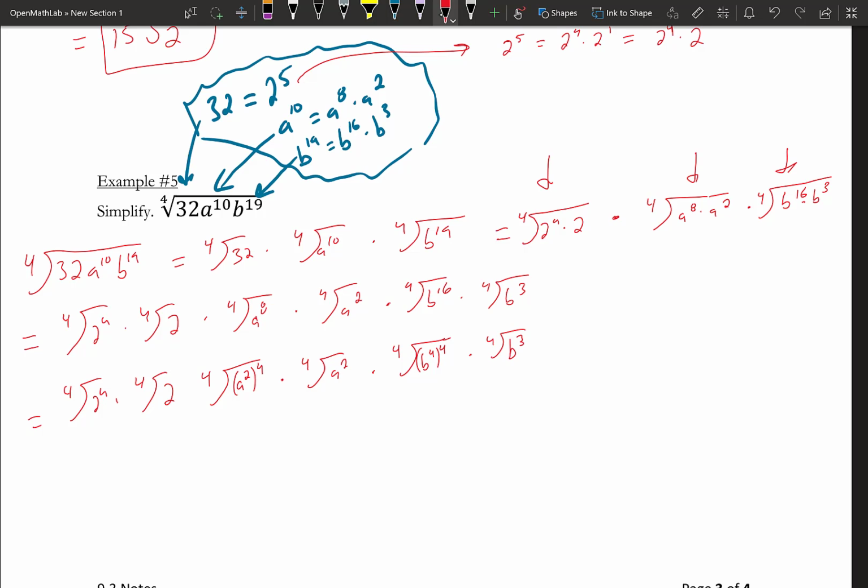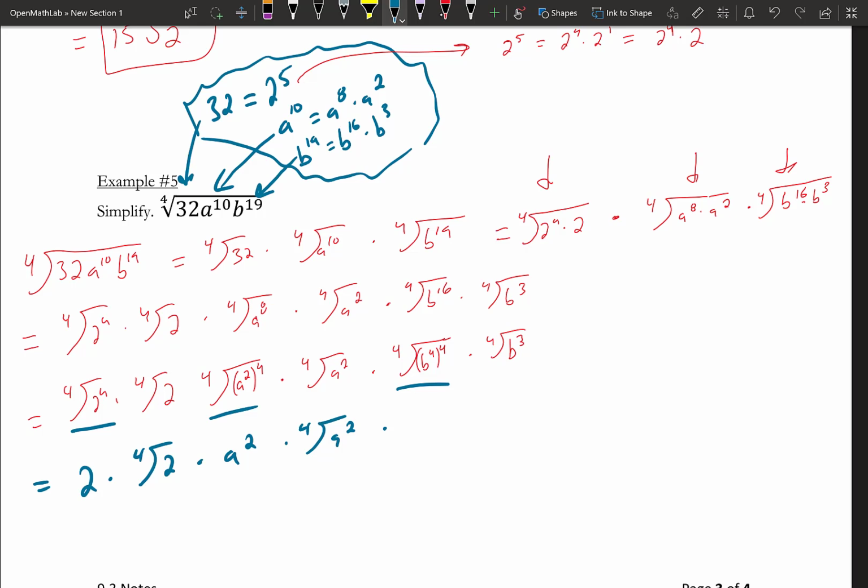And so now what I'm thinking is I can simplify this one and this one and this one. So the 4th root of 2 to the 4th is just 2. And then the 4th root of 2 I can't do anything with, so I just leave that. And then here, a squared to the 4th, and take the 4th root of that, that's just a squared. And then this one doesn't simplify, so I'll just write that down, the 4th root of a squared.